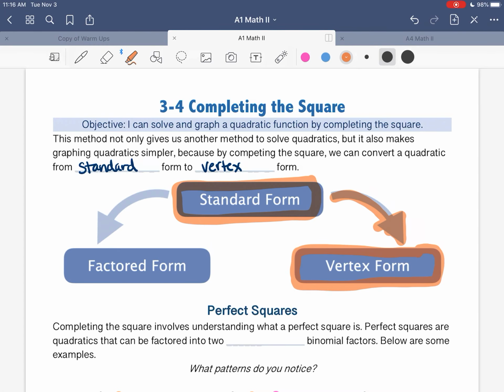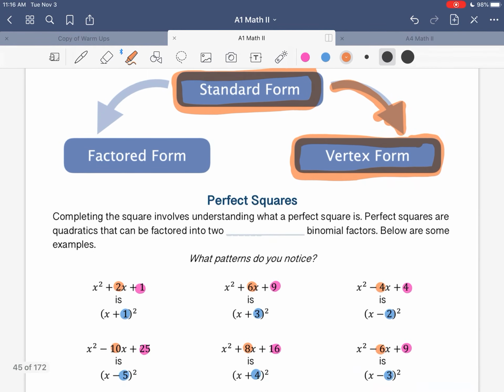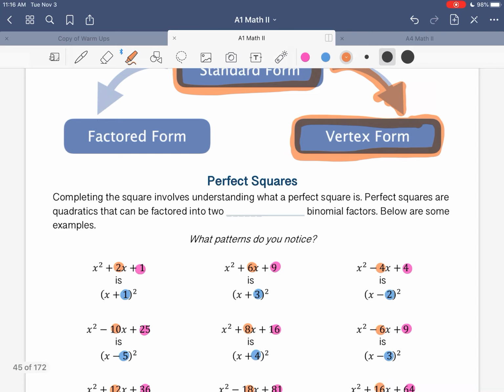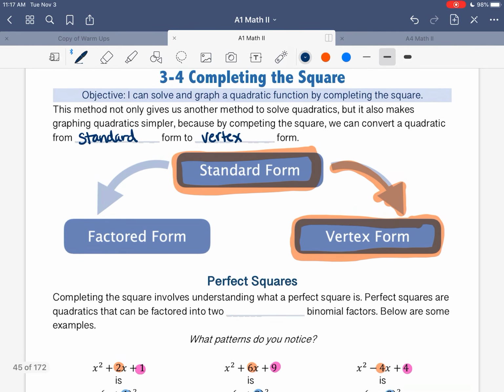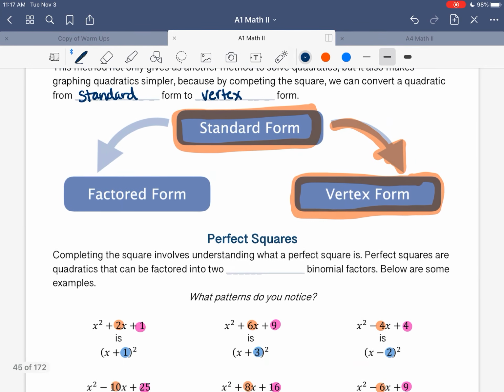This method is super useful. Vertex form, we really like vertex form, especially for graphing quadratics. So if we're able to take something from standard to vertex, it gives us a lot of maneuverability there. You can also get the x-intercepts from the vertex form easier than you can from standard form. So it gives us sort of easy access to both of those things. So bear with me on this one. Completing the square is often something that takes a little bit to catch on to.